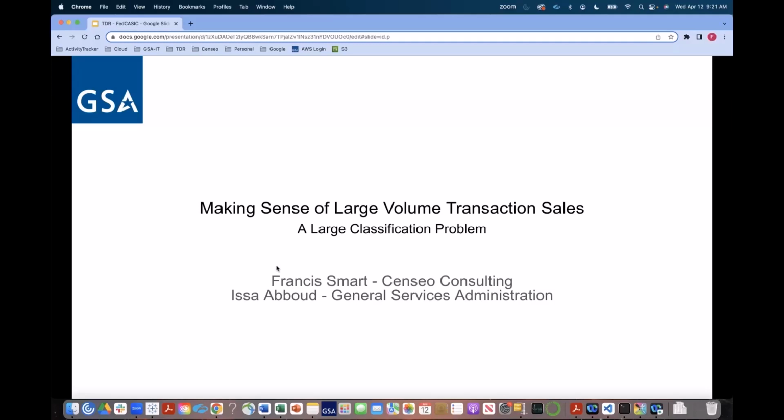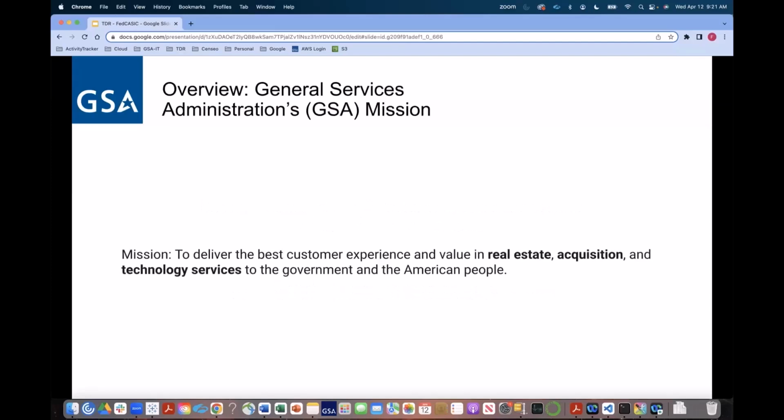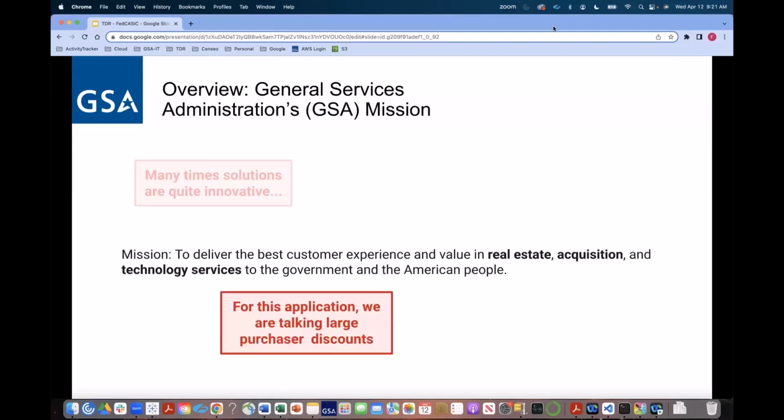Okay, so to give you context, GSA's mission directly addresses acquisitions, which means contracts between contractors and the government, as well as sales data. In order to support this mission, we tend to use innovative solutions of different kinds. So for this application here, we're talking about large sales data that would help us assess purchaser discounts, as well as price patterns and trends over time.